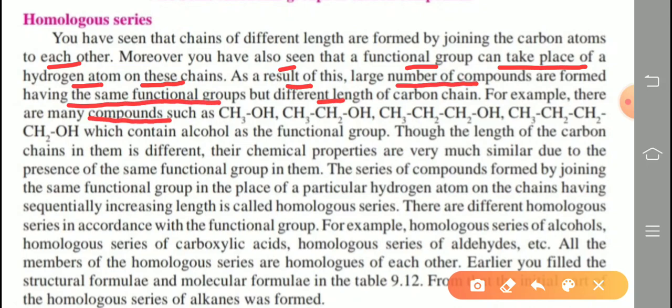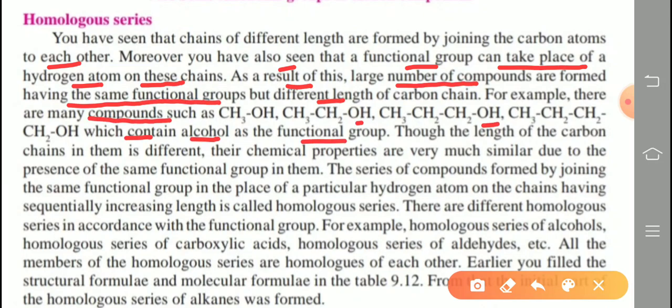OH means alcohol group. So CH3OH means methyl alcohol. One carbon means methane, so one hydrogen replaced by alcohol, so methyl alcohol. CH3CH2OH: two carbon means ethane, but one hydrogen replaced by OH, so it is called ethyl alcohol. Next one is CH3CH2CH2OH, three carbon, then propane, then one hydrogen replaced by OH, propyl alcohol. Next one is butyl alcohol, which contains alcohol as the functional group.